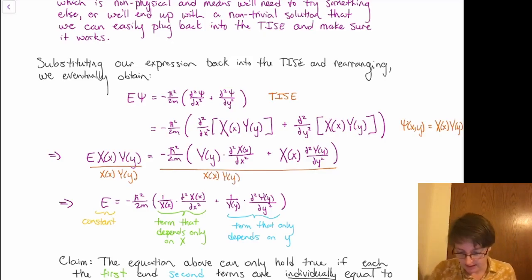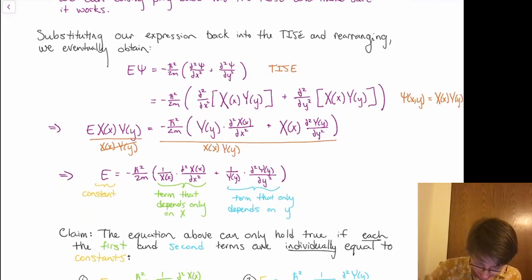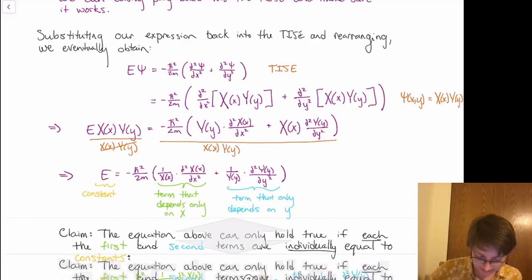And once I do that, that will cancel out nicely on my left-hand side, and I'll just be left with the constant e. And on my right-hand side, these two y terms will cancel out. I'll be left with a factor of 1 over x function, still times that second order differential equation. And as for my second term, now the x functions will cancel out nicely, and I'll be left with 1 over my y function times the second order differential equation of y with respect to y. Okay? And so this is kind of the end of our algebra sequence.